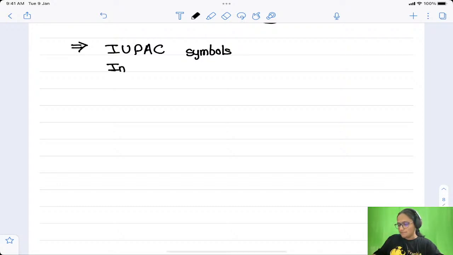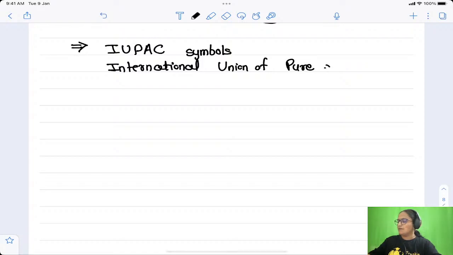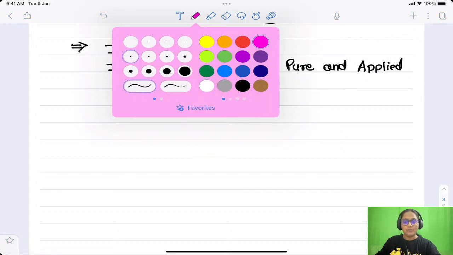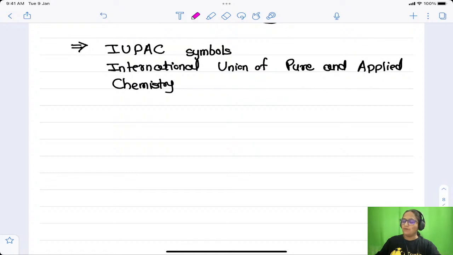IUPAC stands for International Union of Pure and Applied Chemistry. Okay, so this was one conference held there. In this conference, some rules were set up to name the compounds, name the molecules, and give the symbols to the elements present in nature. So these symbols are used worldwide, and they are common everywhere, right? So there is no confusion in using these symbols.